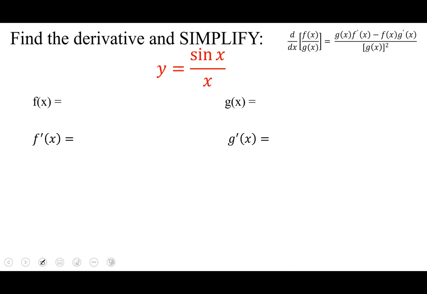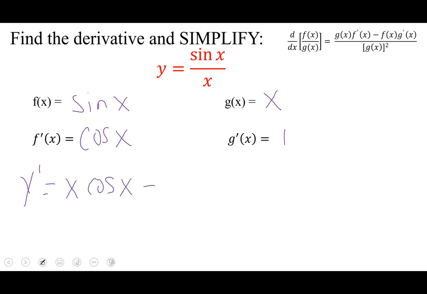So let's go ahead and apply our quotient rule, which would make our f the sine of x, and which would make our g just x. The derivative of the sine of x is the cosine of x, and the derivative of x is just a 1. We'll go ahead and call this one y prime. So we're going to start with the denominator, which is x, times the derivative of the numerator, which is the cosine, minus the numerator, which is the sine, times the derivative of the denominator, which is 1, and that's all over the denominator squared, so that's just x squared.